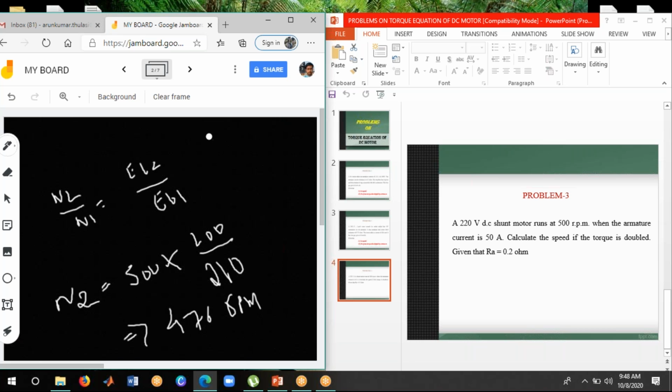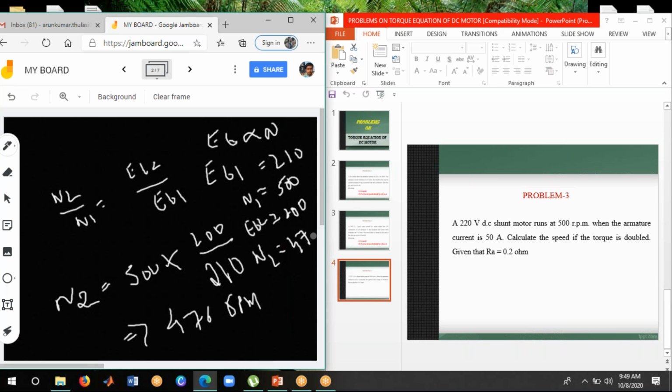Just observe that back EMF is directly proportional to speed, right? So when back EMF increases, speed also increases. What did we get for EB1? 210. So EB1 is 210 and in this condition N1 is 500 RPM. In the second case, what did we get for EB2? 200. So the back EMF is reduced from 210 to 200, so automatically the speed is also reduced, that is to 476. This way you can check whether the answer we got is correct or not.